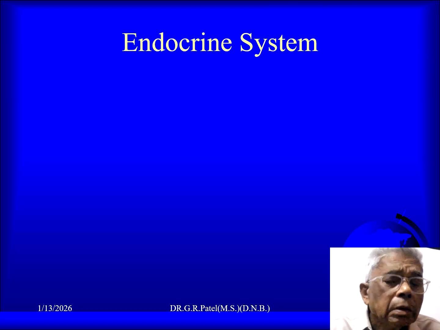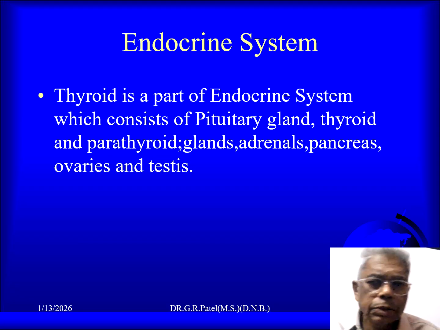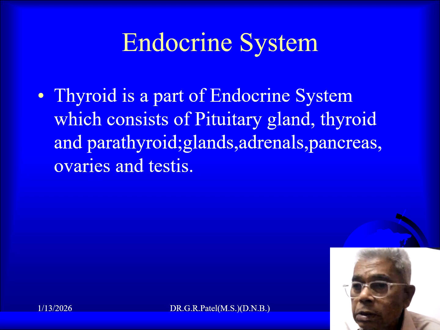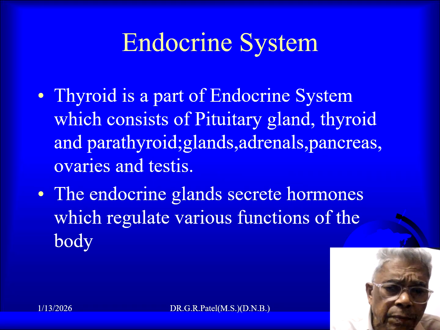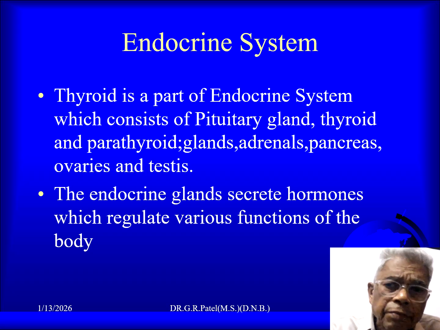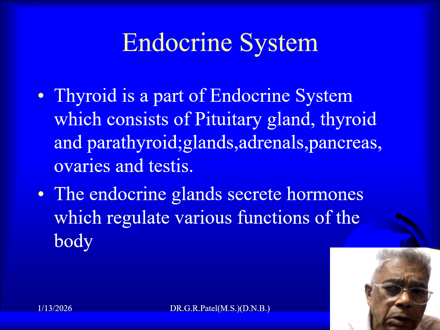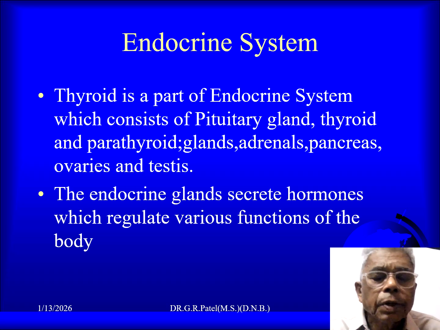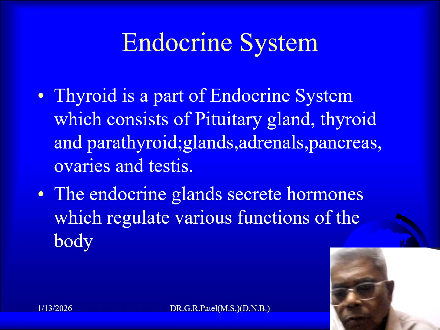Endocrine system. Thyroid is a part of the endocrine system which consists of the pituitary gland, thyroid and parathyroid glands, adrenals, pancreas, ovaries, and testes. The endocrine glands secrete hormones which regulate various functions of the body.